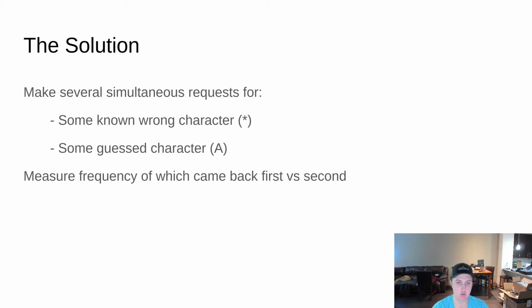So say you do this 20 times, and maybe you get a split of 10 and 10. If you get a split of 10 and 10 for when these come back, what that means is that they're basically the same. They take about the same amount of time. So we'd be able to infer then that A is incorrect.